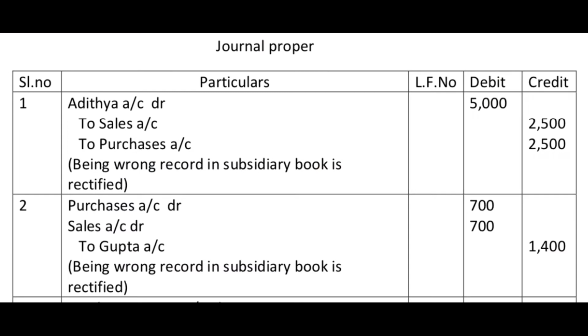Second point, purchases account debtor, sales account debtor to Gupta account. In the debit column, purchases 700, sales 700, in the credit column Gupta 1400. Narration: being wrong record in subsidiary book is rectified.